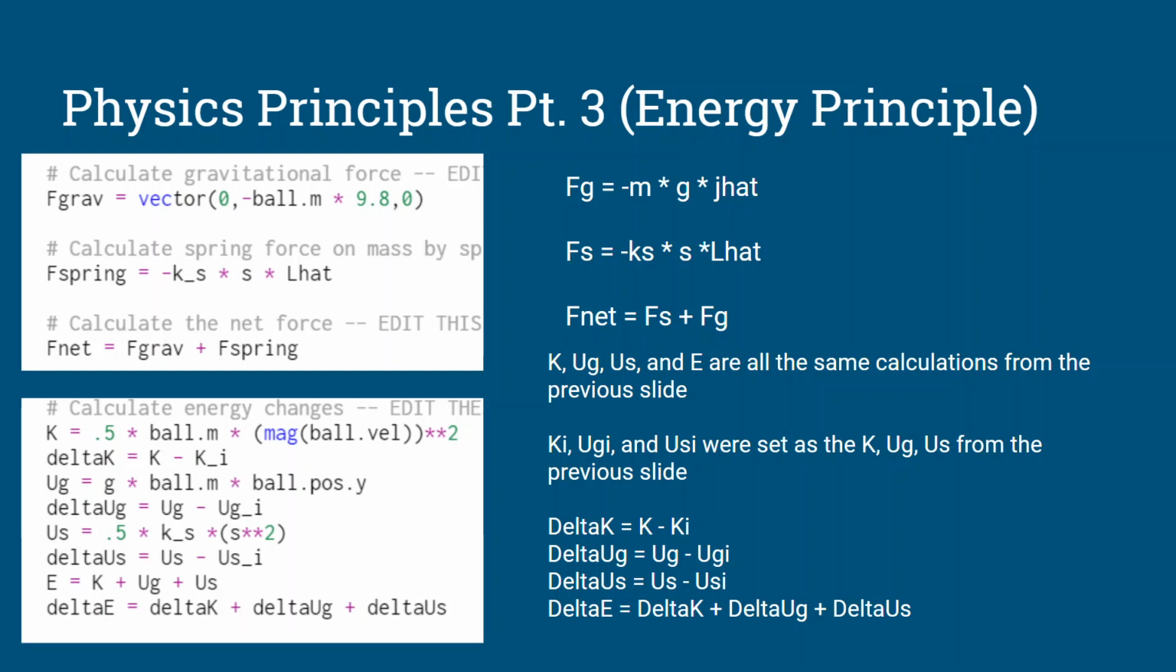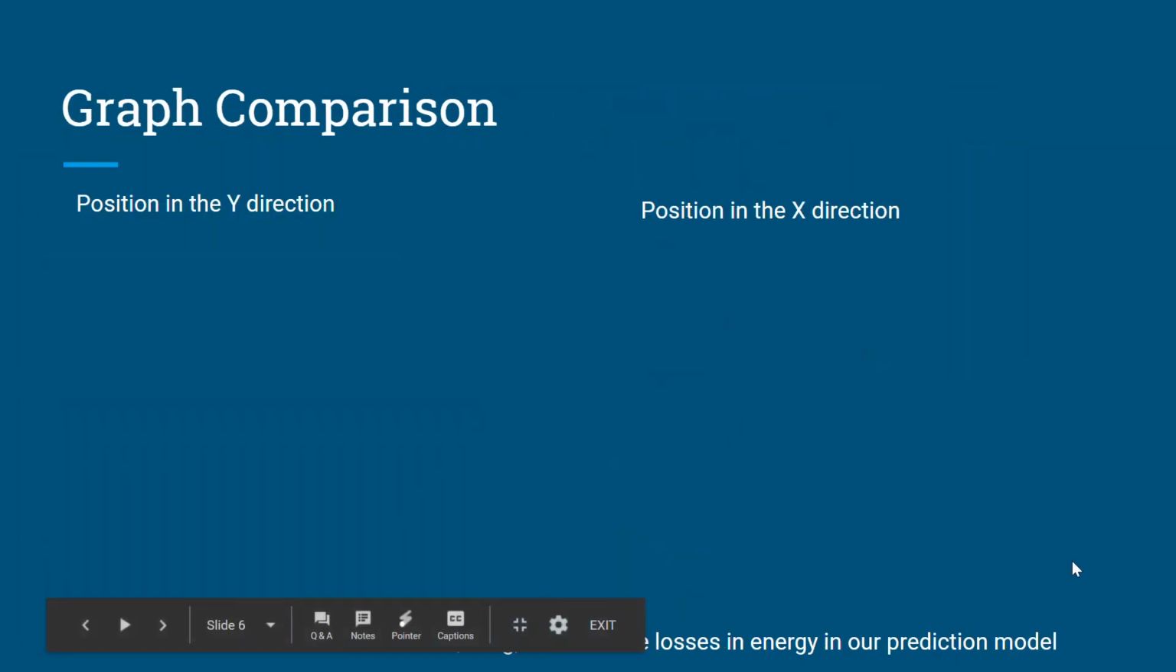To calculate out my different changes in energies, I'm using for example, K minus Ki, UG minus UGI, US minus USI, and then to calculate out my total change in energy, I'm summing up these three changes in energy, as you can see going from right to left again, left showing where I am applying this data to my code, right showing the formulas that I'm using and the reasoning behind why I'm using them.